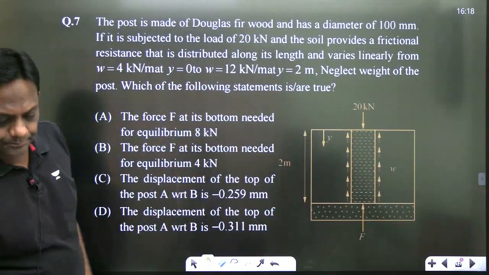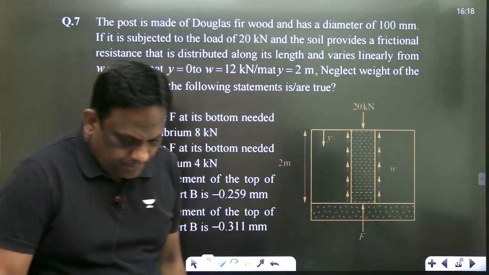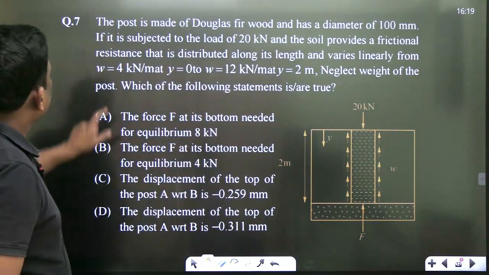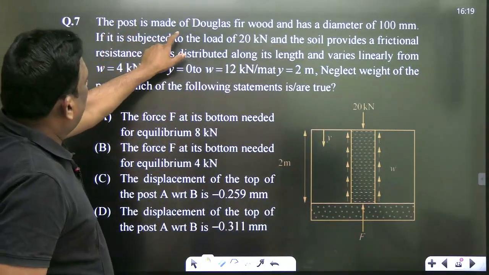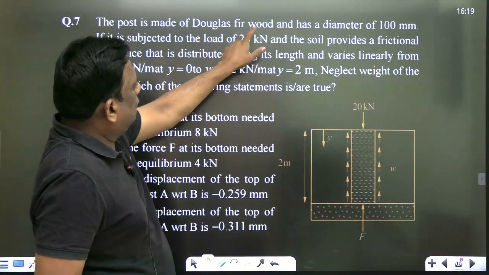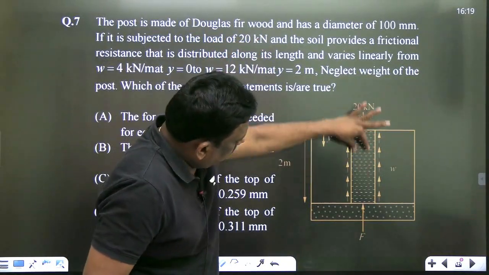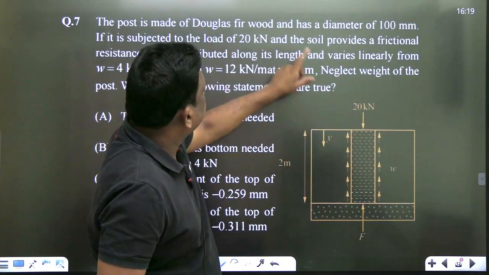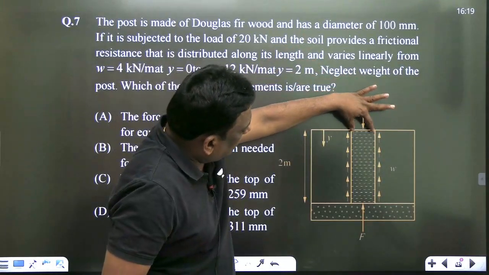Read the question. The post is made of Douglas fir wood. This is the post, the vertical one, and it has a diameter of 100 mm.